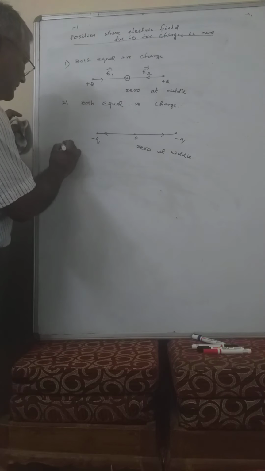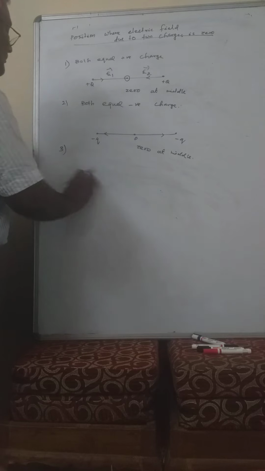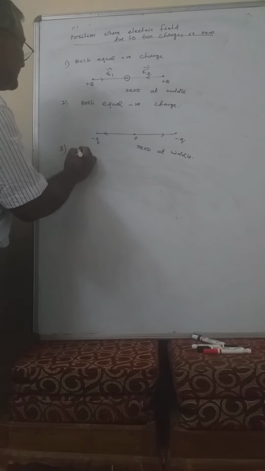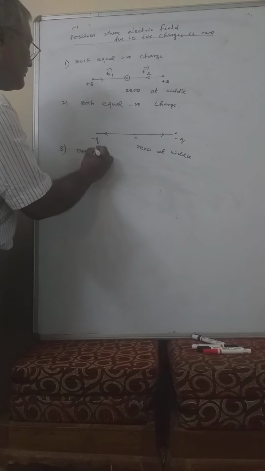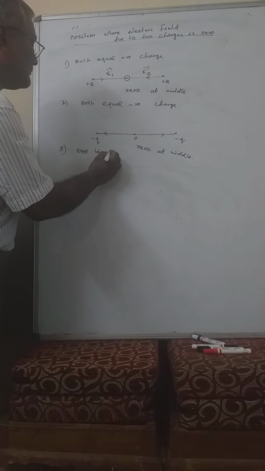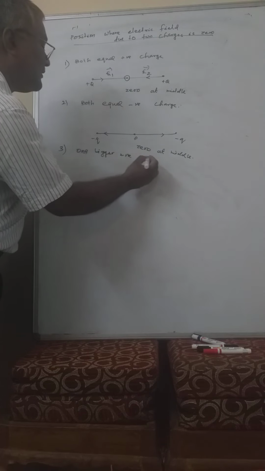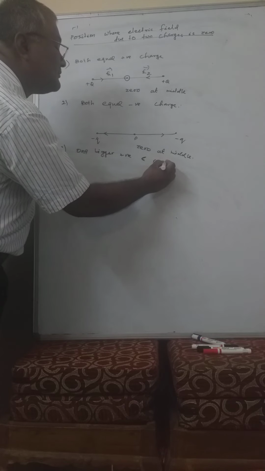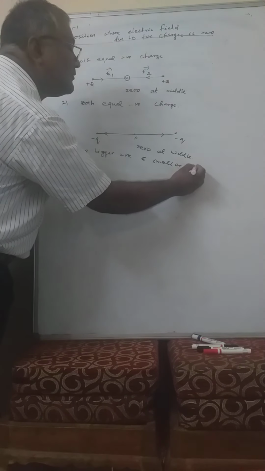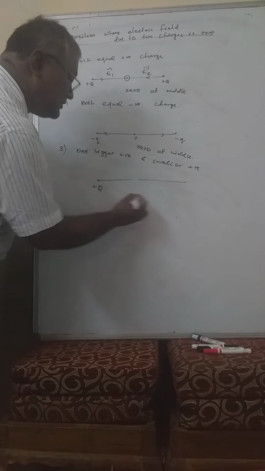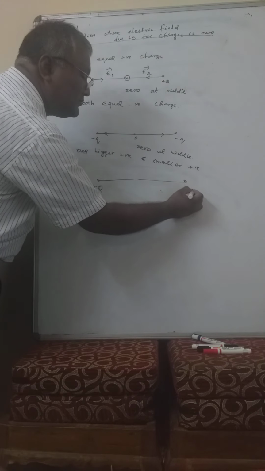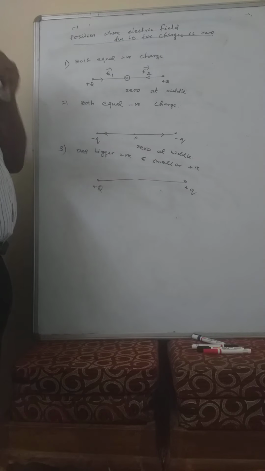Then the third one: both positive, one bigger positive, one smaller positive. Let us consider this is capital Q, the bigger charge, and small q, the smaller charge. Where will the field be zero?